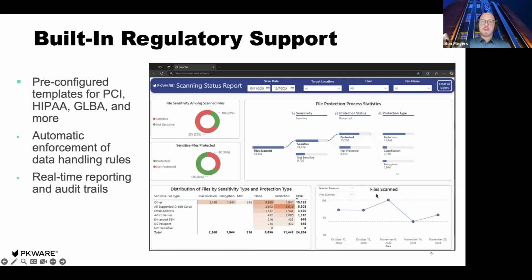So this is just a snapshot. There's a lot more in terms of what we can get from our data. But all of this information helps you be a better data steward and drive the audit and compliance needs.